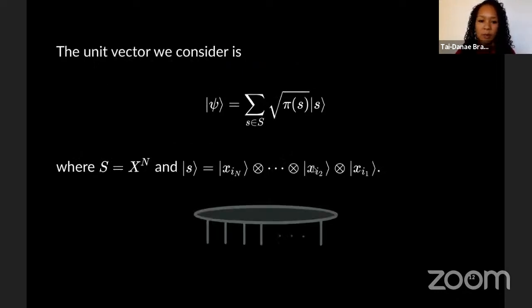Let me tell you that next. The unit vector we consider is very, very simple. I have a whole bunch of sequences of length n. There's a probability distribution attached to them. So I just add up all of my sequences and weight them by the square roots of their probabilities. The square root just ensures that this is a unit vector. And here the symbol little s, I just mean that's one of my sequences of length n.